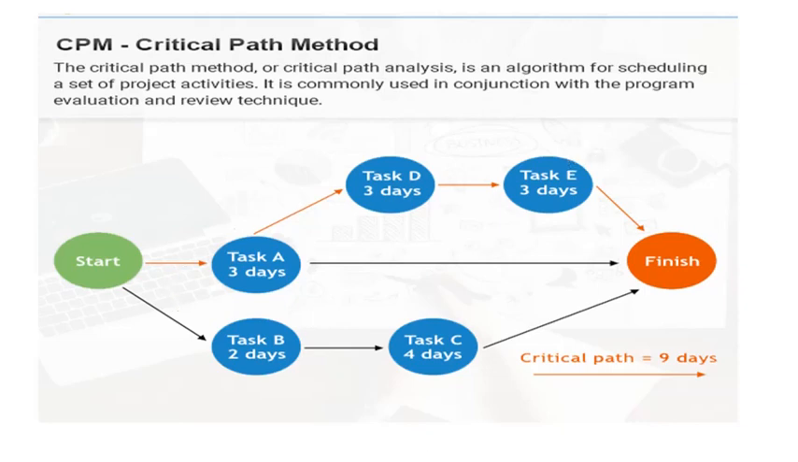So here we have task A requires 3 days to be completed, task B requires 2 days, task C requires 4 days. So this particular path, that is task A, task D, and task E, requires 9 days. Therefore, this is the critical path method in our example. Clear? So I hope you've understood this particular concept of drawing the critical path method diagram, right?